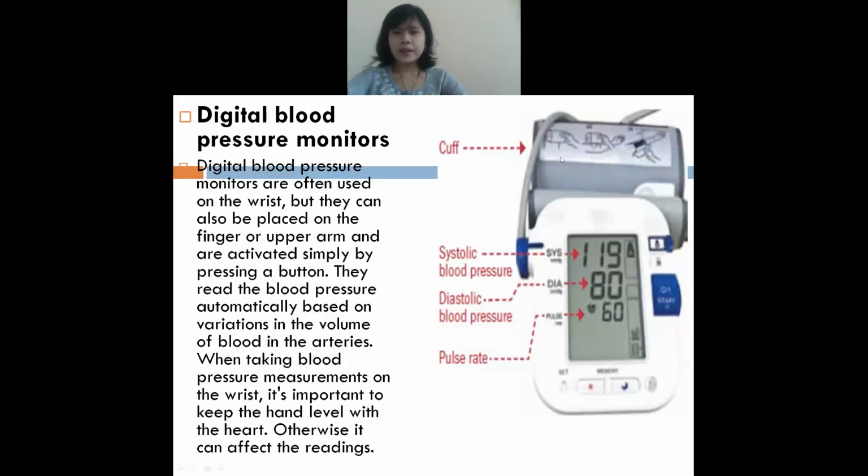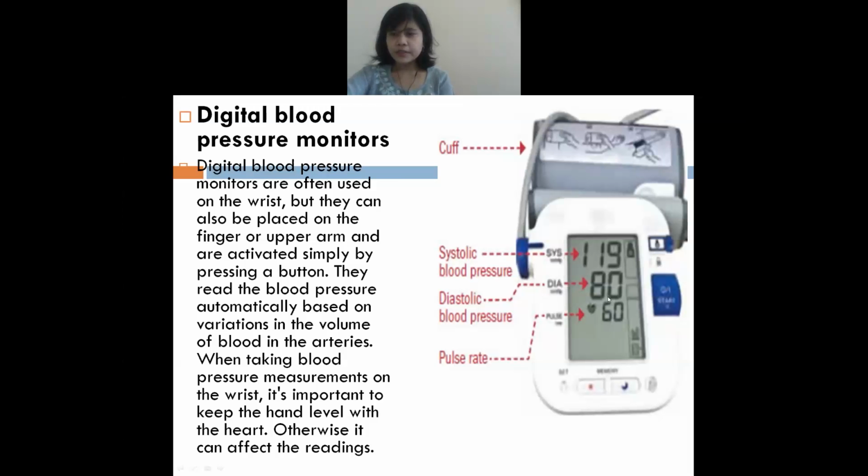The first one is the digital blood pressure monitor, digital. From the name itself, you know it is digital. So how is it mostly measured? Here is a cuff. Can you see this cuff? It is written cuff. This cuff is placed on your upper arm, here.